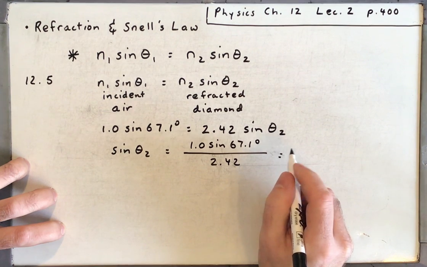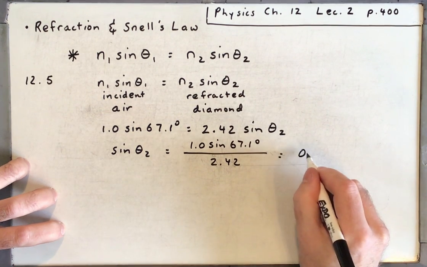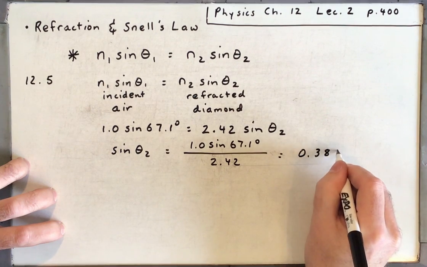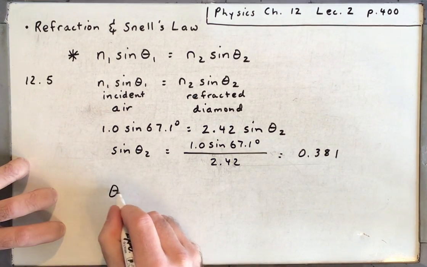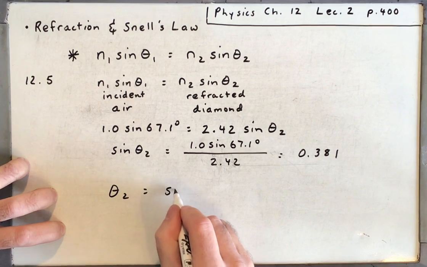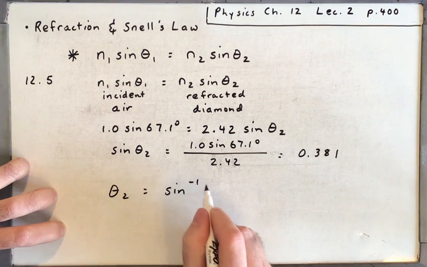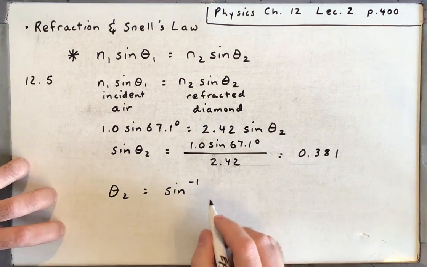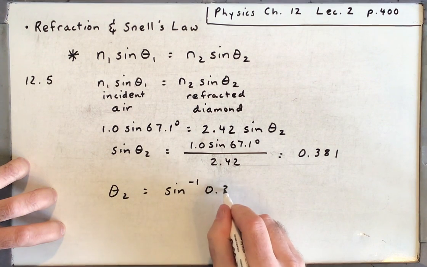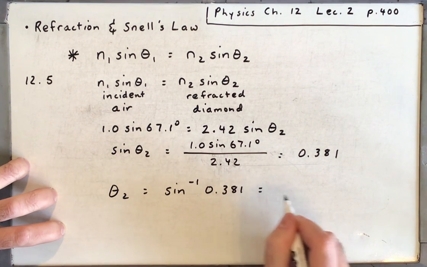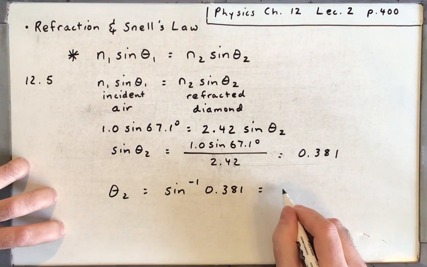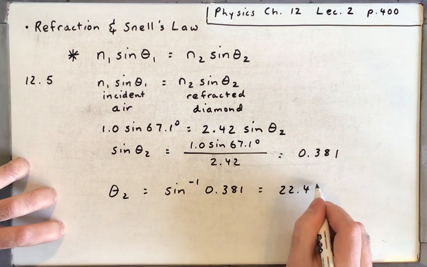And that is 0.381. Now that's not the answer. Don't circle that. To get theta 2, we need to take the inverse sine. Make sure your calculator's in degrees. Inverse sine of 0.381, and you will get 22.4 degrees.